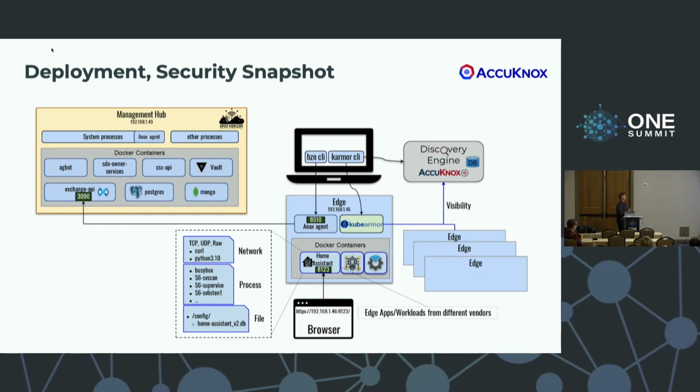So what does a deployment look like? Like I alluded to, there's a management hub that's running its core processes in a number of different Docker containers, and there's a couple of databases in there. There's HashiCorp Vault. There's an Exchange API, and a number of other things that then connect via the Exchange API to the edge worker, the edge host, via an Anax agent, which you can attach to over the command line API. And you see this KubeArmor, which is the open source telemetry agent, which is running in there.